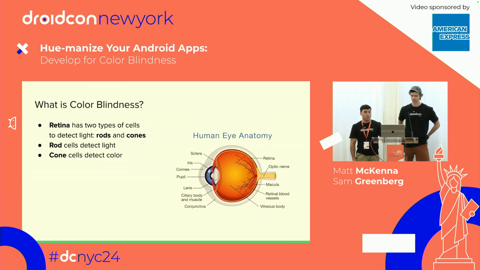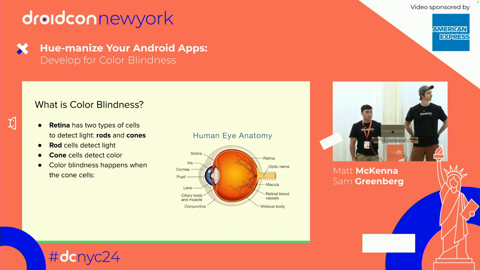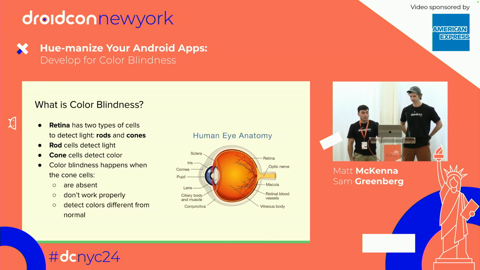And then cone cells detect color. So color blindness happens when your cone cells do one of the following things, or some combination of them. They're not there at all, they don't work, or they detect colors differently from how you'd normally expect.